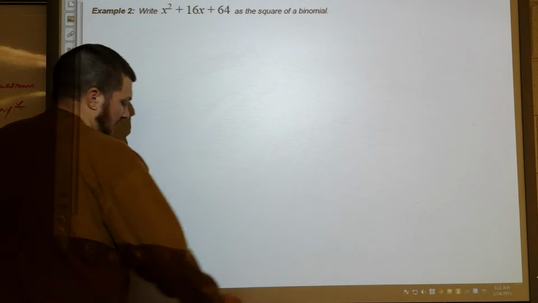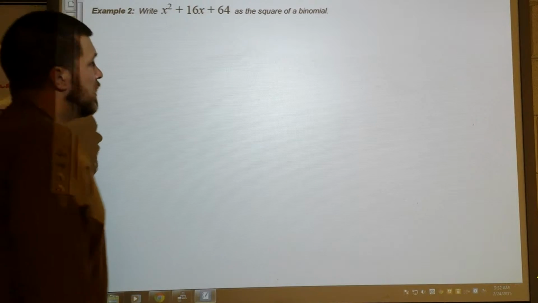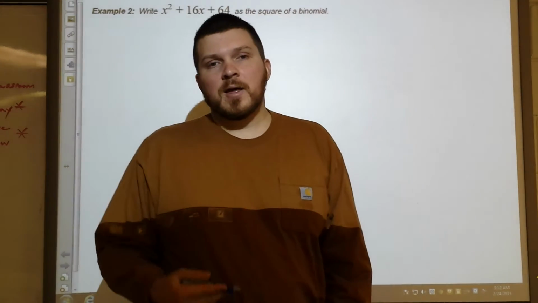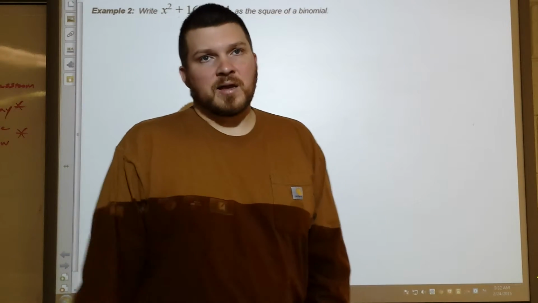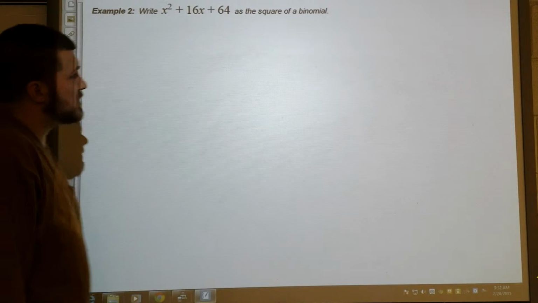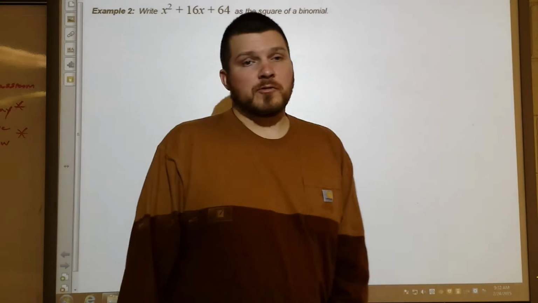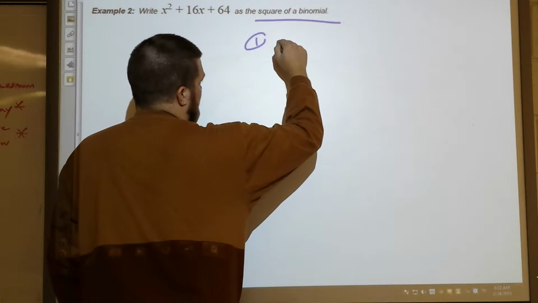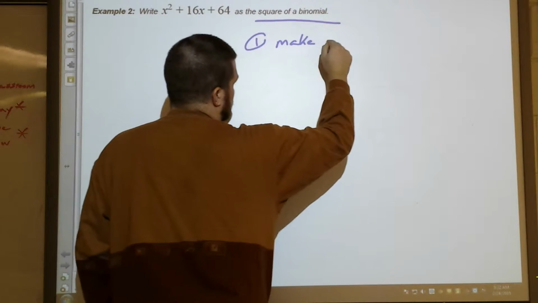Okay, this time I don't need to find c. Okay, or at least I'm not told specifically to find c. I'm going to need to find it, but it's not going to be a distinct part of the problem. So here I want to write x squared plus 16x plus 64 as the square of a binomial. Anytime you see that, you need to first make a perfect square trinomial.